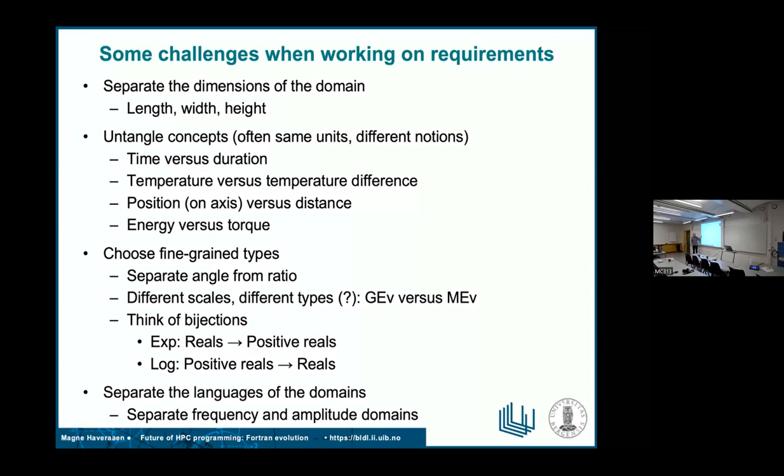And then we can make our types arbitrarily fine-grained, setting up our restrictions. We can separate angles, which we feed into the sine function, and ratios, which come out of the sine function. And the arc sine function takes in a ratio and returns an angle.